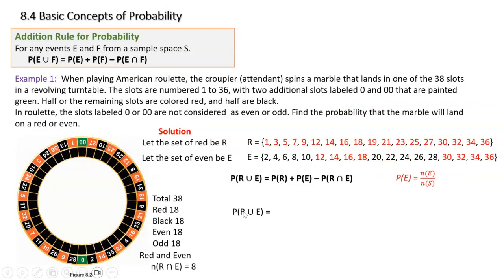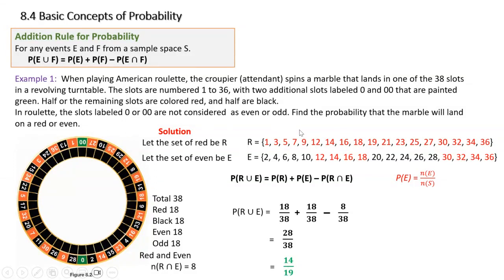Okay. So red union E. Right? So there's 18 over 38 plus 18 over 38 minus, there's going to be 8, right? This means intersection. That means the ones that were red and even, minus 8 over 38. So the answer will give us 28 over 38 is my correct answer. And all we do is simplify. So this is how you answer some of these type of problems.